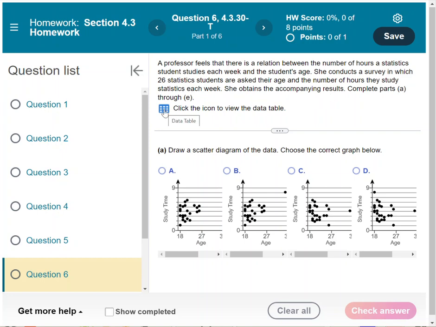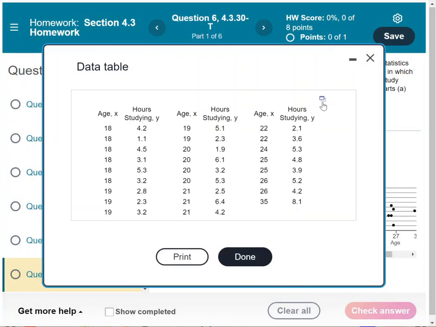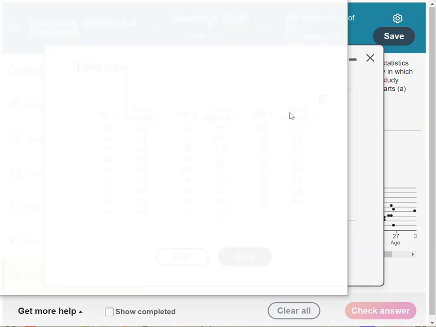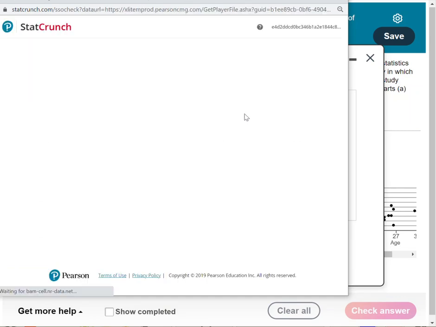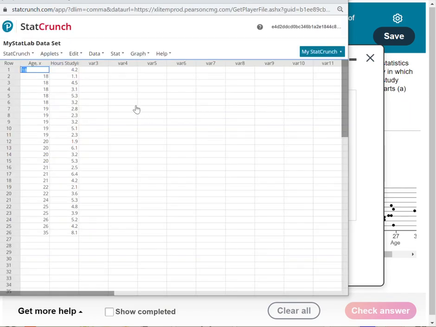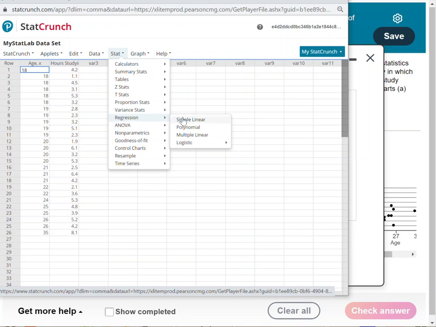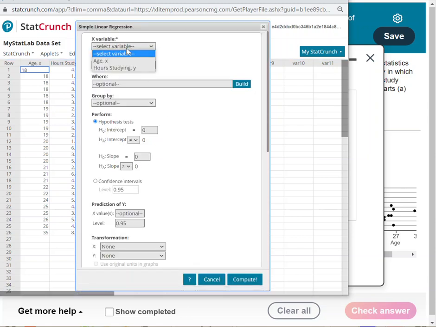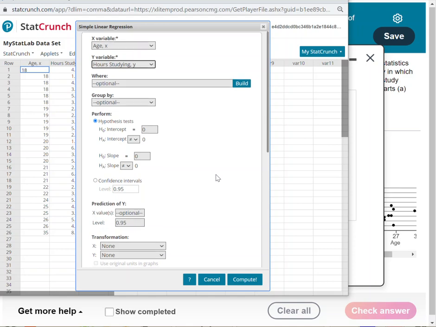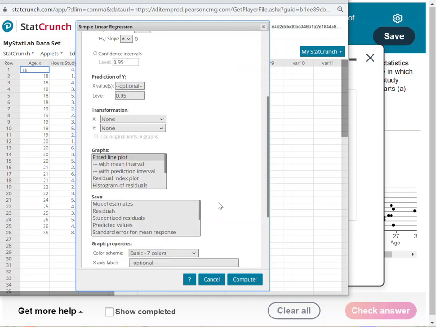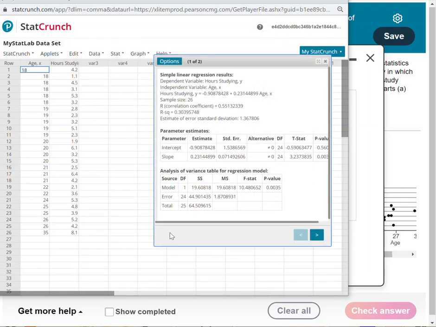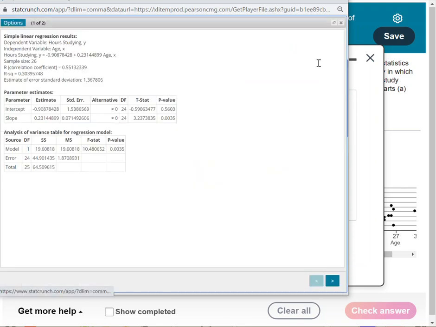So let's go ahead and click on the data and let's go to StatCrunch. First thing we're supposed to do is a scatter plot. So let's go ahead and do regression, simple linear. So we got to select our X and Y values. And I want to look at something here. There we go. Let's go ahead and compute. And we can make this a little bigger.